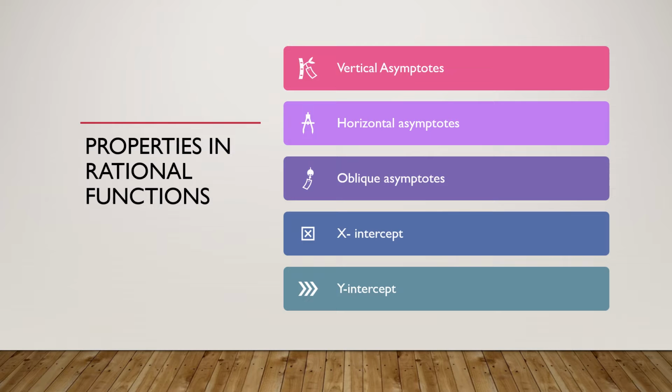Oblique slant asymptotes happen when the polynomial in the numerator is a higher degree than the polynomial in the denominator. The x-intercept and y-intercept are just where the graph crosses the x and y axis.